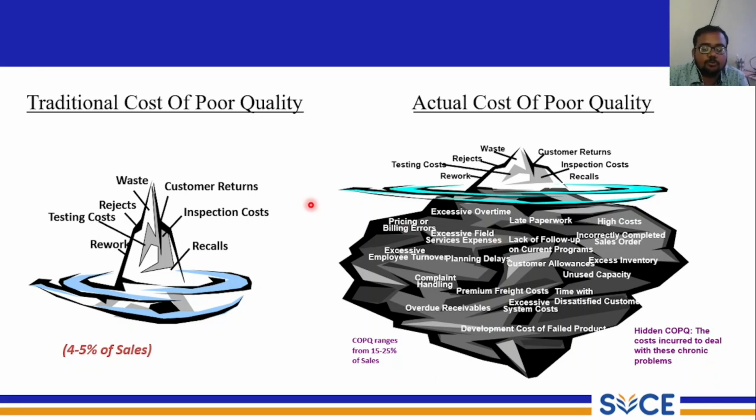So a cost of poor quality on the whole may look like only 4 to 5% of the actual sales, but it is closer to 25% of what the sales is about. So this is what the manufacturers and the organizations are looking at, to find more possible ways of reducing them.